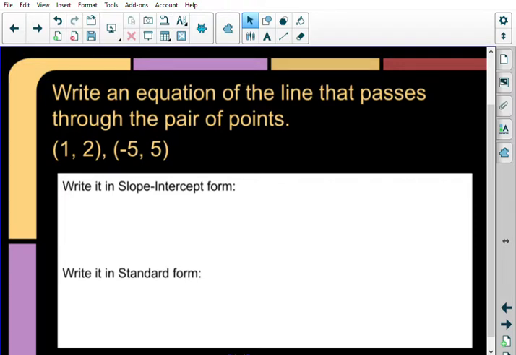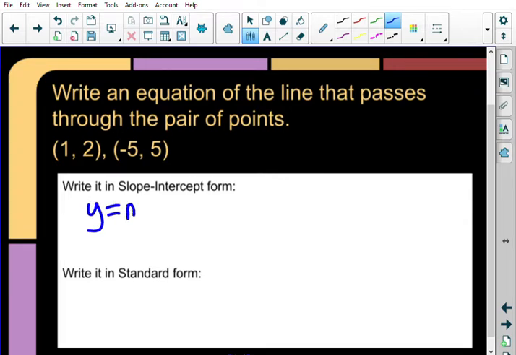Okay, the next type of problem that you're going to see is write an equation of the line that passes through the pair of points, something that we did a lot this semester. So let's review that, and we need to write it in two different forms, slope-intercept form and standard form. First, if we're going to write this in slope-intercept form, which is y equals mx plus b, we need to find m, which is our slope. And once we find that, we can plug everything in and find b, which is our y-intercept.